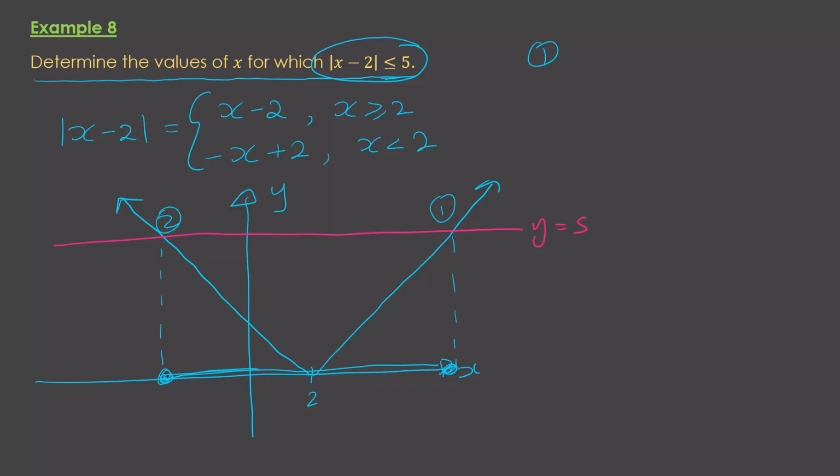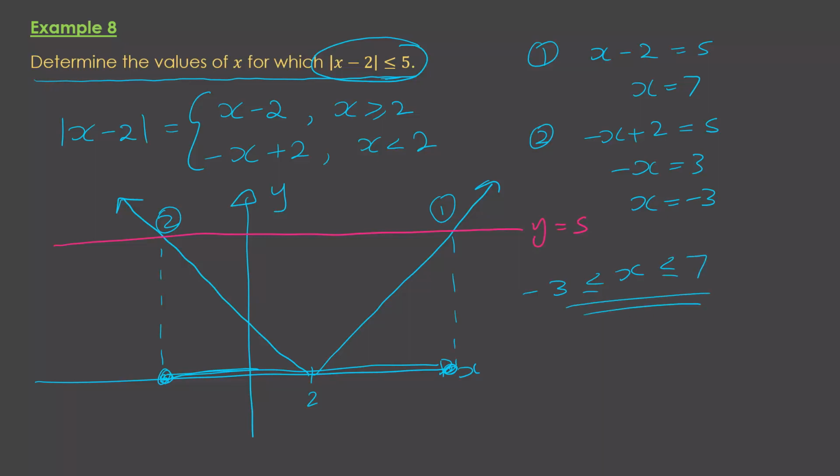For intersection 1, we have x minus 2 is equal to 5, giving me x is equal to 7. For intersection 2, I have negative x plus 2 is equal to 5. So negative x is equal to 3, x equals negative 3. And then we can say, well, x is going to be between negative 3 and 7.